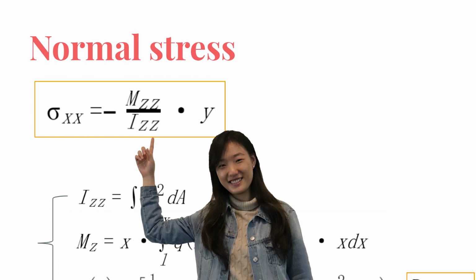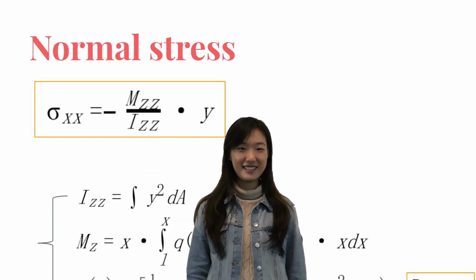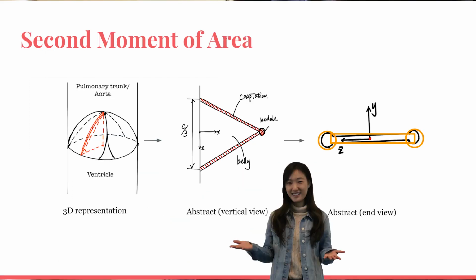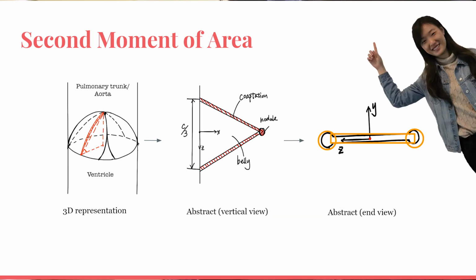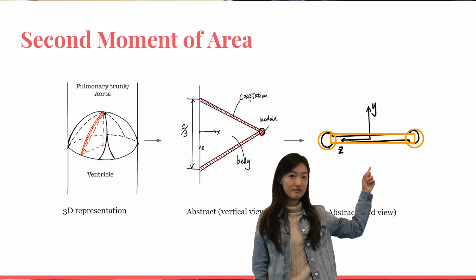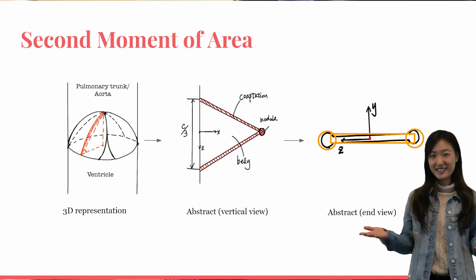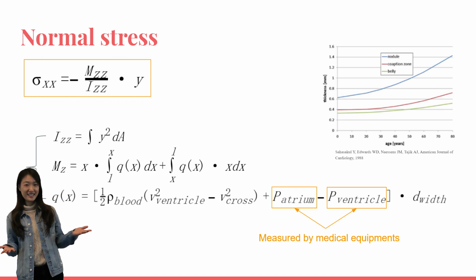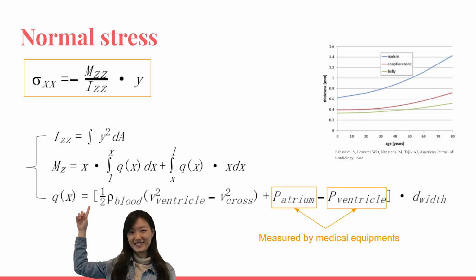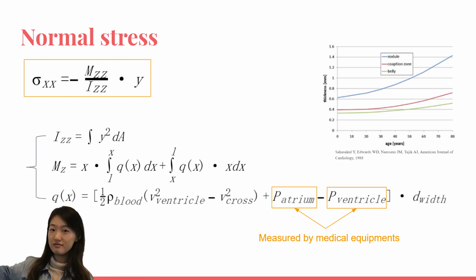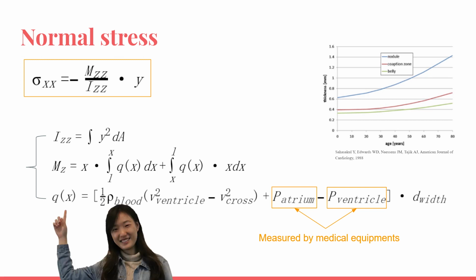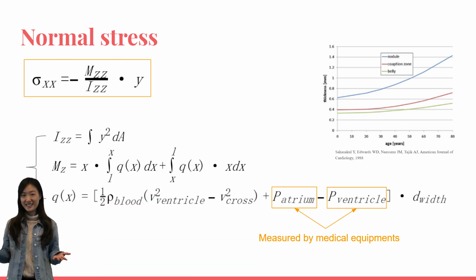According to the equation, we will also need to know the IZZ. So, based on the previous assumptions, we made reasonable simplification on the shape of the heart valve as shown in the slides. If you look at the third picture in the slides on second moment of area, its cross-section can be a combination of two circles and a rectangle, in which case the IZZ is easy to calculate. So eventually we can get the normal stress of a heart valve by integrating these equations. If the heart valve is undergoing calcification, changes can be found in QX and IZZ, which will eventually result in a significant change in the normal stress.